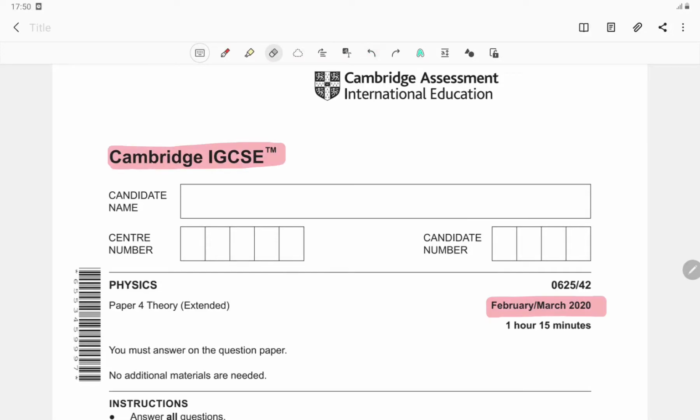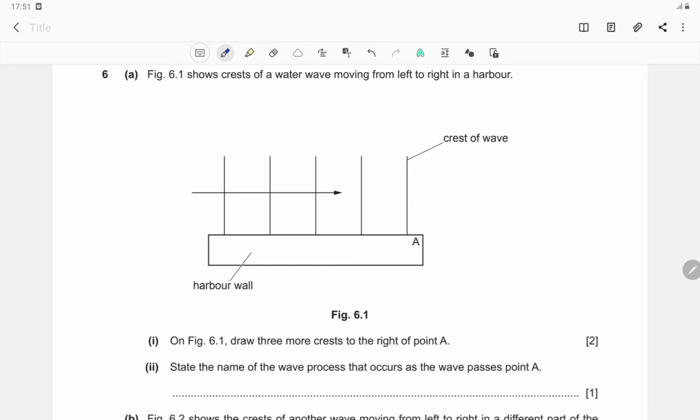Cambridge IGCSE, February-March 2020, Paper 42. Solutions for question 6 to 12. Question 6 is from the topic Waves.